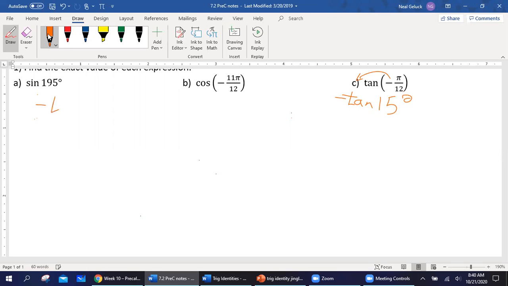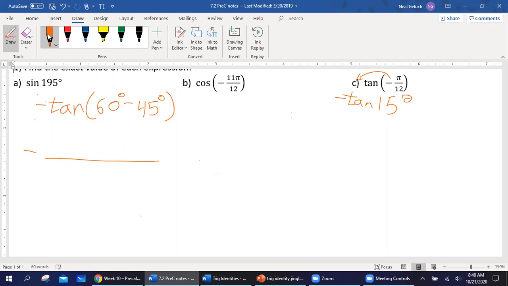Now there are options here. The one I'm going to use is 60 minus 45. You could have also used 45 minus 30. It would have been a little bit more different work, but you would have ended up with the same answer. Okay, so now I have to apply tangent's identity and realize there's going to be a negative out in front of this the whole time.